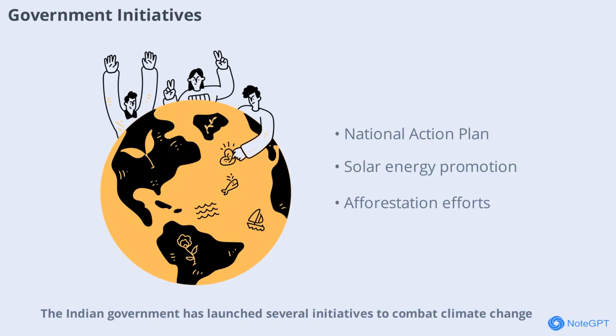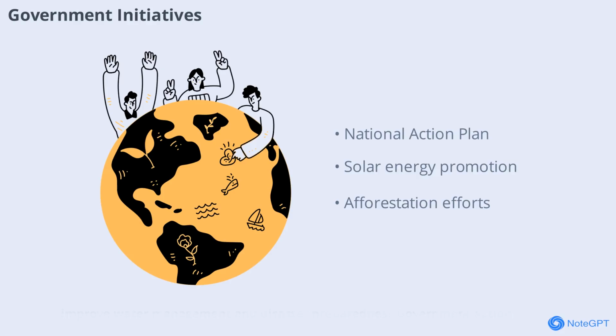The Indian government has launched several initiatives to combat climate change. These include the National Action Plan on Climate Change, promotion of solar energy, and afforestation programs. Policies are also being developed to improve water management and disaster preparedness. Government action, combined with community participation, is essential for building a sustainable future.